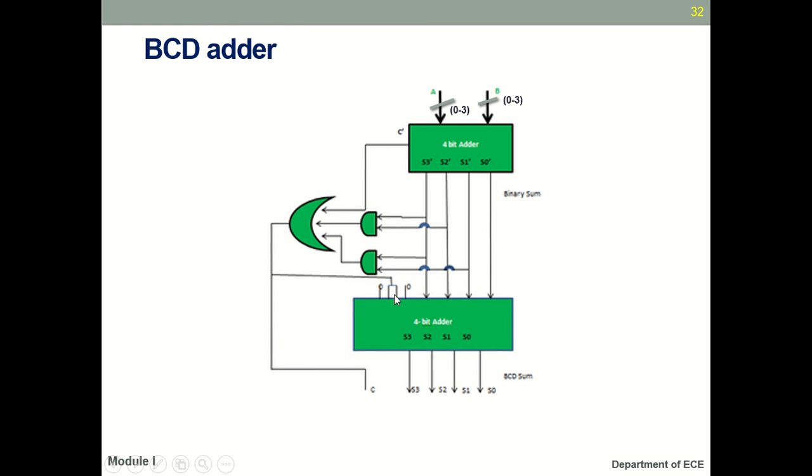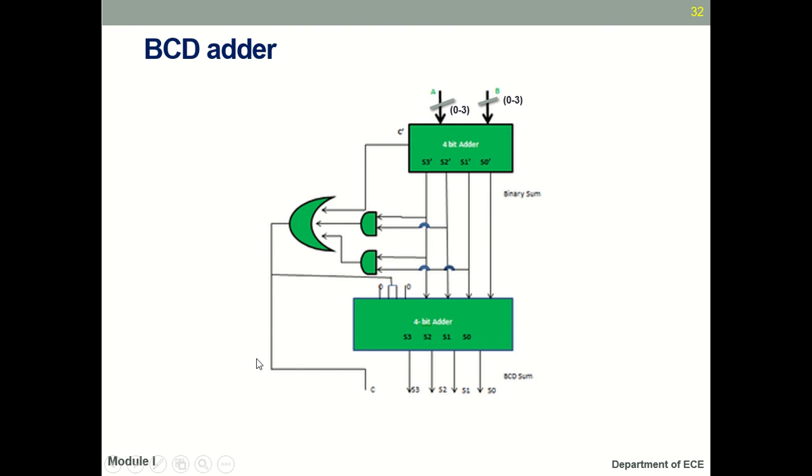So 0110 stands for 6. When this binary sum is added with the value 6, your output here is S0, S1, S2 and S3. This value is the binary coded output, and this value is also taken as carry 2. So C, S3, S2, S1 and S0 is the binary sum. Hope you all have understood this session.